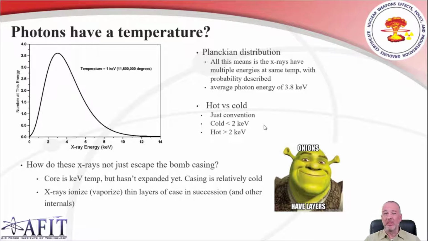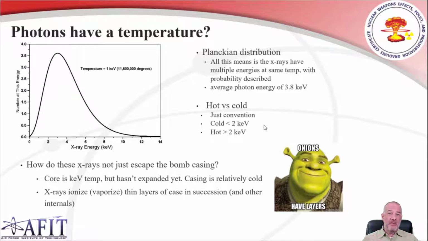So where does the temperature come in? Well, there's hot and cold. That's it. No real temperature, just sort of a descriptor. And there is a very defined dividing point between them. Cold X-rays have energies of less than 2 keV, while so-called hot X-rays are going to be above this value.